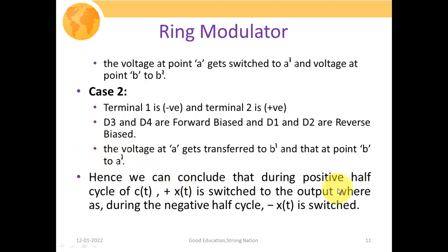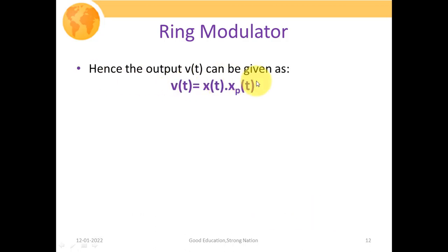Hence we can conclude that during the positive half cycle of the carrier signal, plus xt is switched to the output, whereas during the negative half cycle, minus xt is switched. Hopefully the explanation is quite clear. Hence the output Vt can be given as Vt is equal to xt times xpt. So Vt is basically switching your xt signal. The polarity might be different. That is, for the positive half cycle of your carrier signal, plus xt would have been switched, and for the negative half of your carrier signal, minus xt would have been switched.